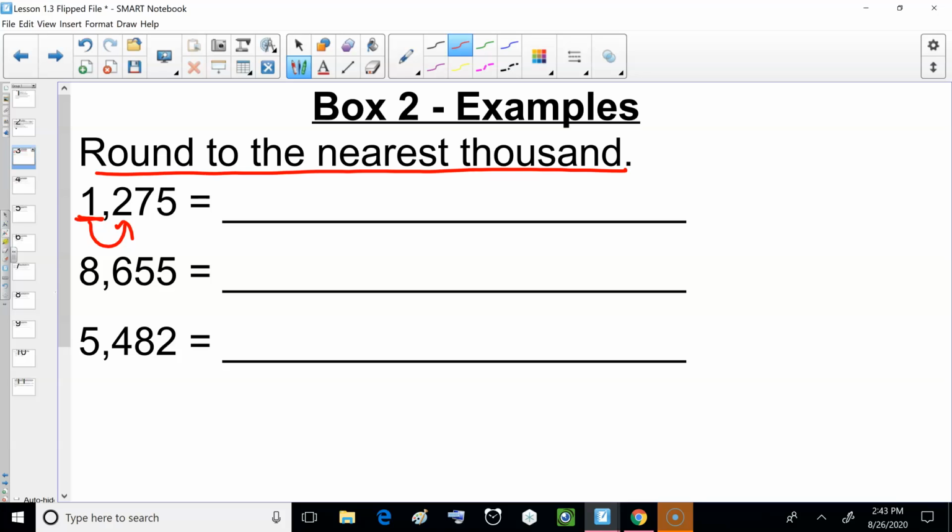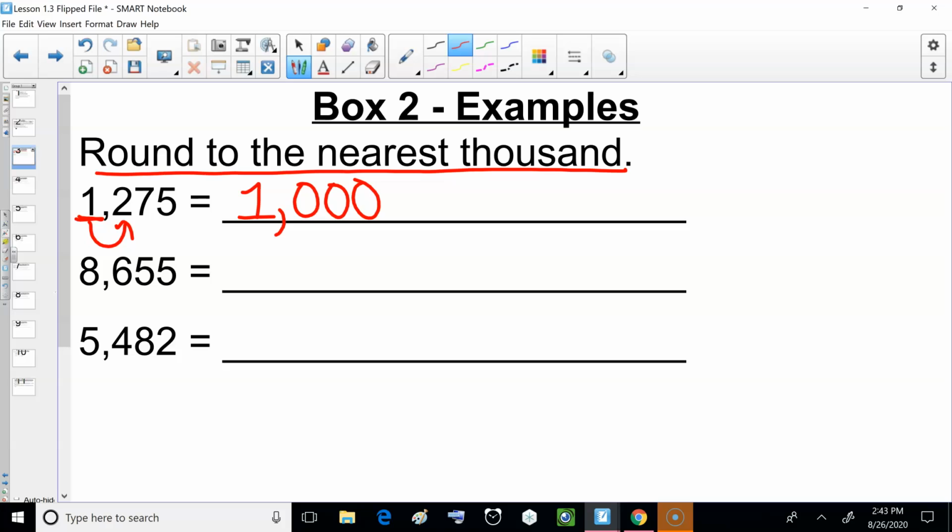So is 2 closer to 0 or closer to 10? Or in this number you could say, is 275 closer to 0 or closer to another 1,000? We know that if it's 4 or lower, we round down. So that means my 1 is going to stay the same, and all the place values to the right of that number are going to change to zeros. So if we were rounding 1,275 to the nearest 1,000, it would be 1,000. When you use that same strategy over and over again, you're going to see it happen a lot.